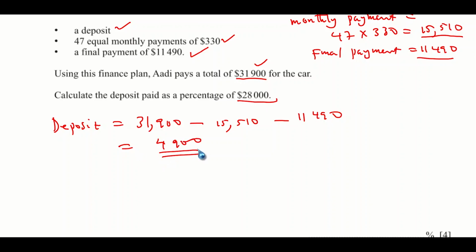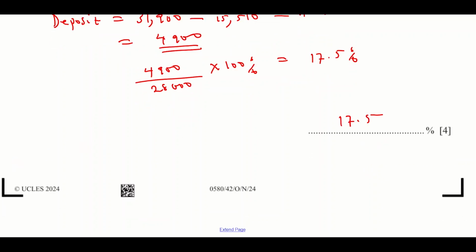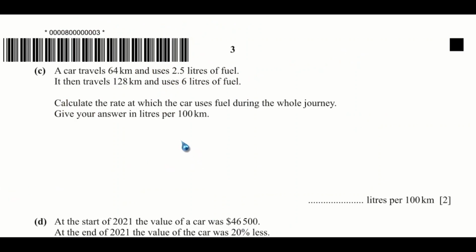Now we want to write the deposit as a percentage of $28,000. So that will be 4,900 over $28,000, multiplied by 100%. If you do this, you should get 17.5%. So let's go to the next question. That will be question 1C.